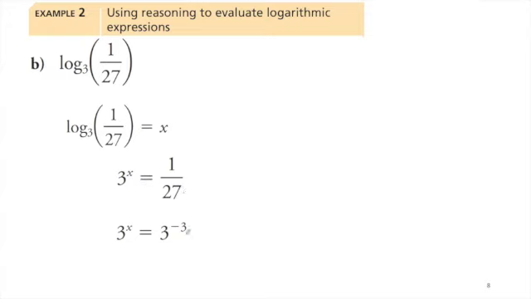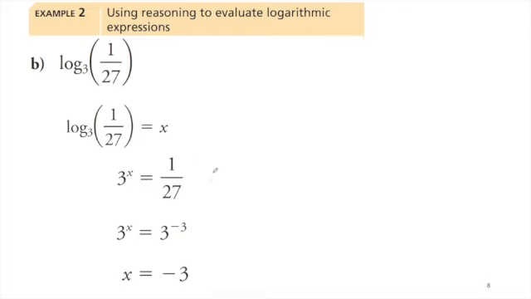Okay, then you're going to evaluate just like we did. So get 27 as a base of 3. So it's 3 to the 3, but because it's in the denominator, it needs to be -3. You have your exponents equal to the same thing, so x is equal to -3. Okay, so that's an example that you can do that.